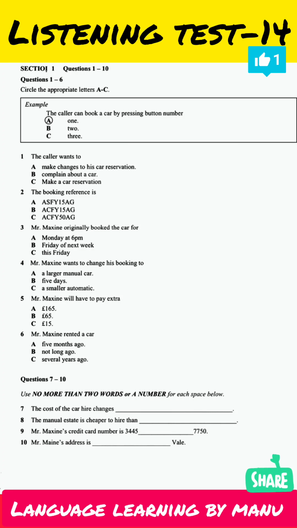As you listen to the rest of the dialogue, complete the numbered spaces 7 to 10. Write no more than 2 words or a number for each space.